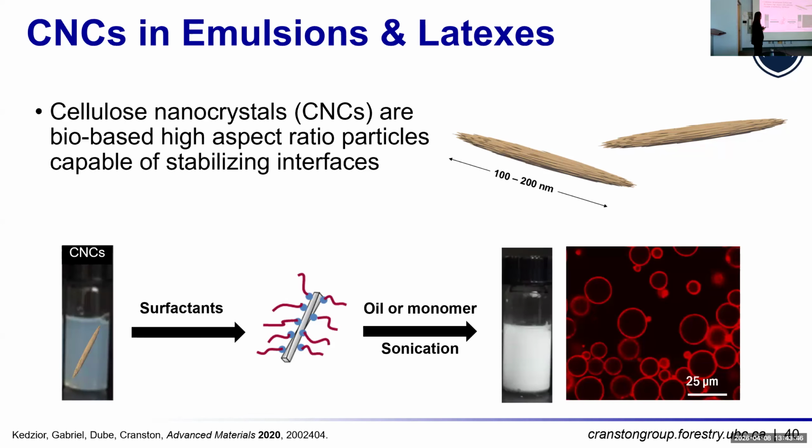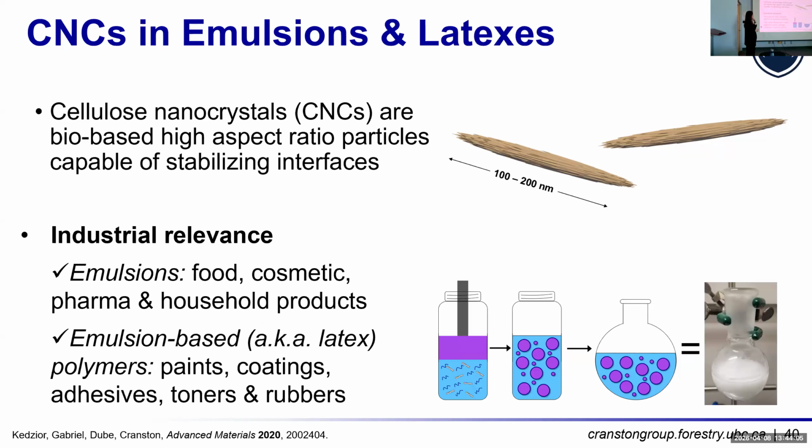And so in a number of examples, we were combining cellulose nanocrystals with surfactants that would stick to the surface, and then we would add oil or monomer and sonicate to make a nice dispersion where we have these liquid droplets with cellulose at the interface. Okay? And so these kinds of emulsions are used everywhere in food and cosmetic, pharmaceutical, and household products.